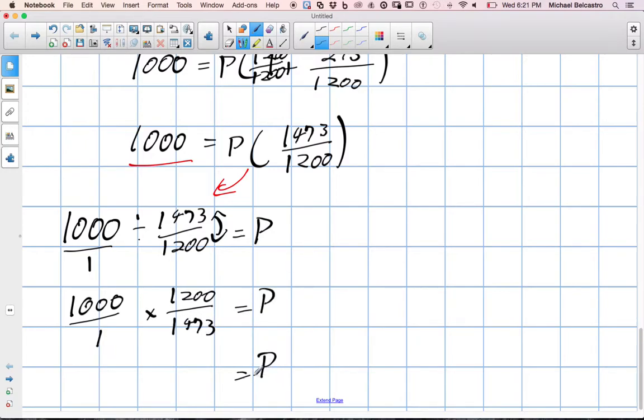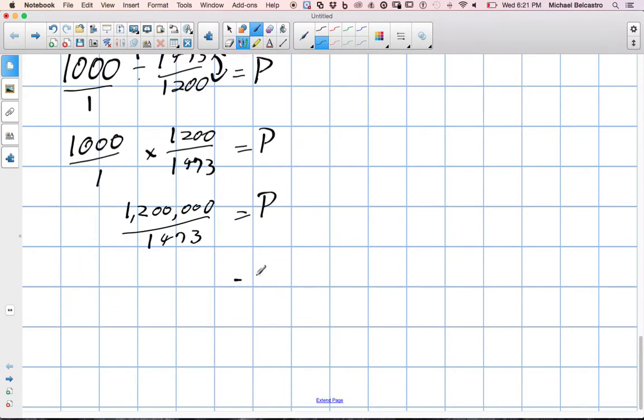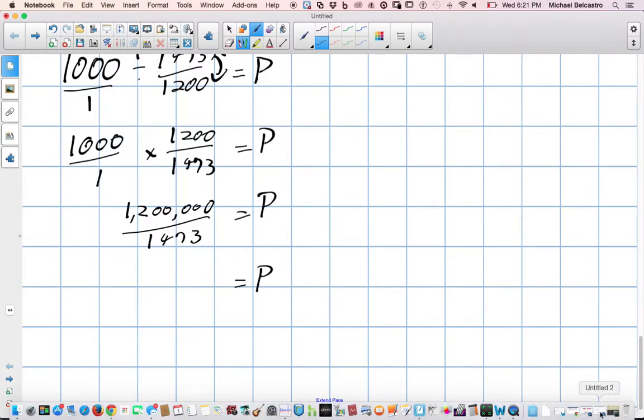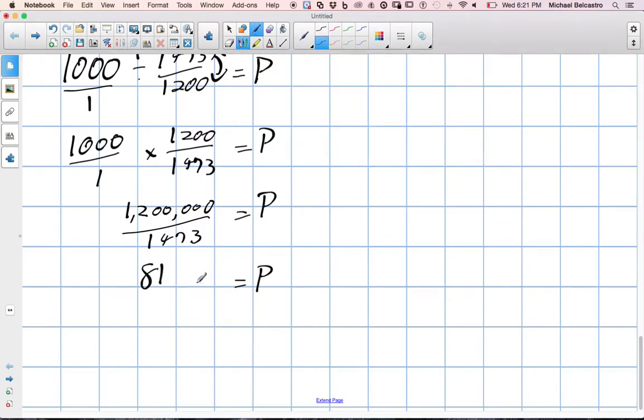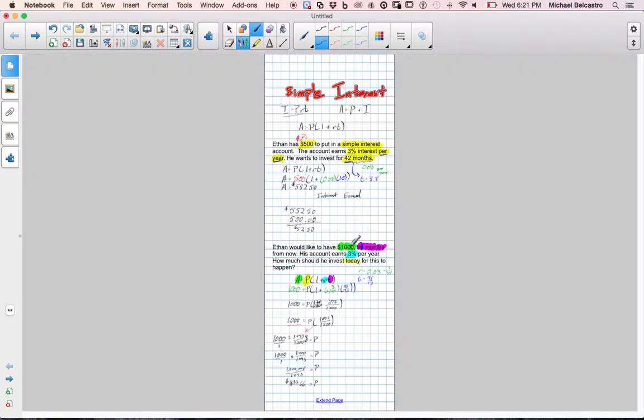And this is probably the hard way, probably better to work with our decimals, but this will become 1,200,000 over 1,473. So this will give you the most accurate answer possible for this. Let's take a look. 1,200,000 divided by 1,473. $814.66. So 814.66 is the amount that he needs to invest now in order to have $1,000 91 months from now. Okay.